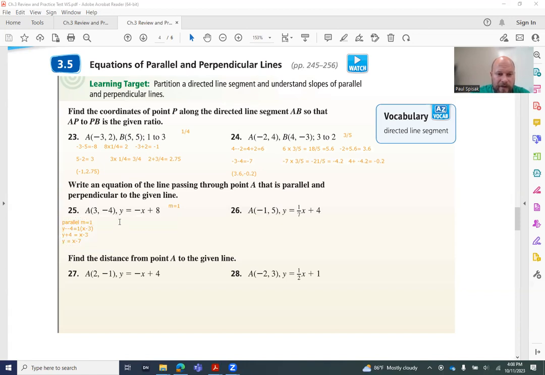Now, for a perpendicular line, we do kind of the same thing, except for our slope, it's going to be the opposite reciprocal. Now, if you flip 1, it's still going to be a 1, but it's going to be a negative as well. So our slope here will be -1.